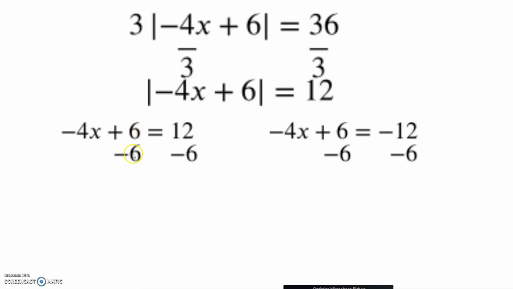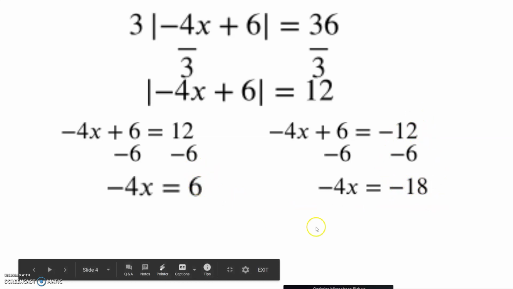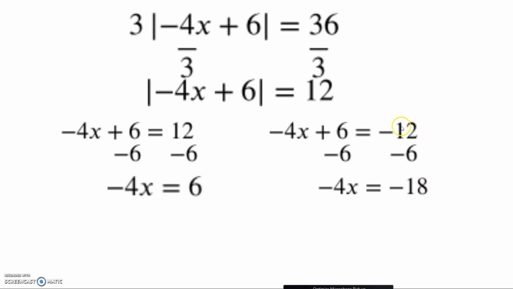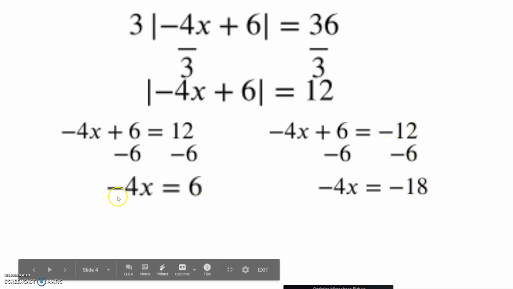And then that cancels, and that leaves me with -4x equals 6. 12 minus 6 is 6. And then again, that cancels out, and this is going to be -18. That's the part where you have to make sure you don't go into robot mode and repeat the same step. This is a different problem. And then we're going to divide both sides by -4.